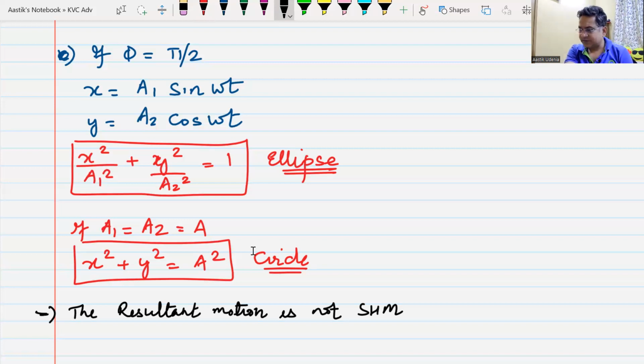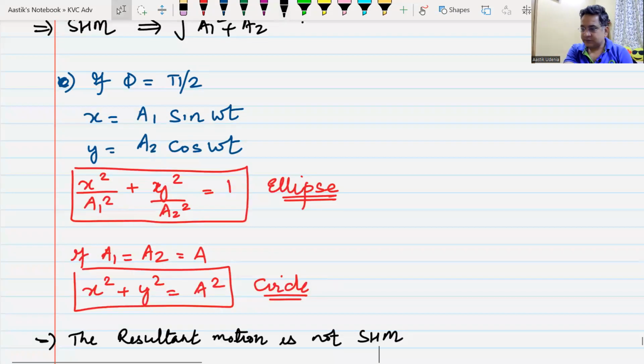It is not going to be an SHM because you will not get it as a sine wave. It will be the root of a sine square plus cos square term. It will not be a sine wave, so it's not SHM. You cannot represent it as a sine wave. Do you understand now? Because the resultant displacement is the root of A1 square sine square omega t plus A2 square cos square omega t. Got this? Yes, sir. Okay.